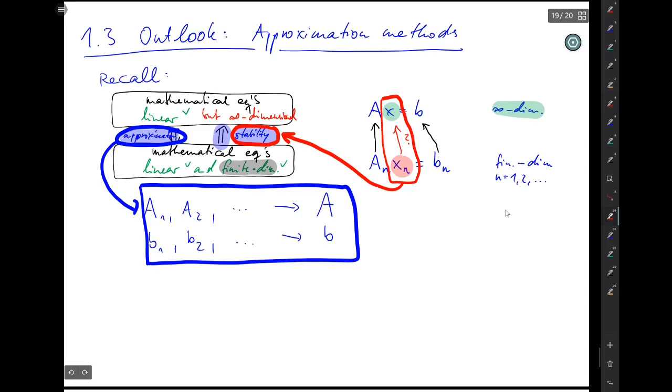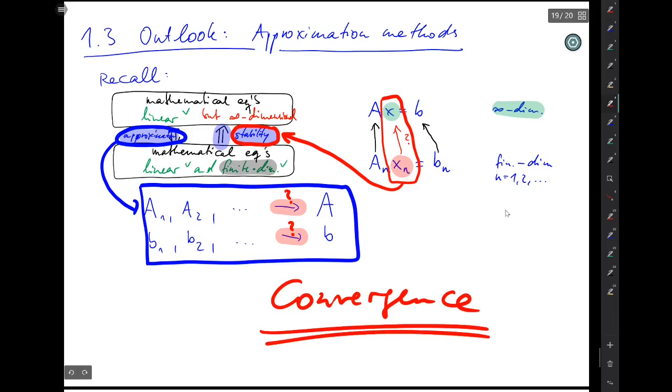The question that is going to guide us through the next 4 weeks maybe is, what on earth do we mean by that arrow? How can a sequence of operators converge to an operator? How can a sequence of vectors, finite vectors, converge to another vector, maybe infinite vector, and so on? So these are big questions, okay? So convergence is a big issue, and we will have to understand that in chapter 2.